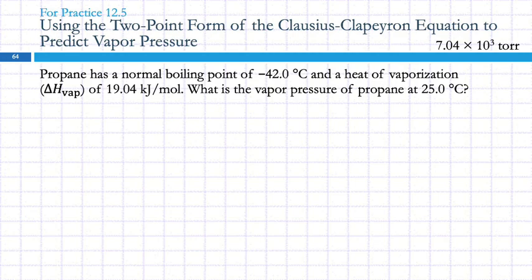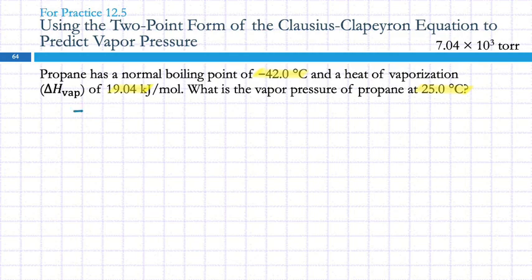So this says propane has a normal boiling point of negative 42 Celsius and heat of vaporization of 19.04 kilojoules per mole. What's the vapor pressure at 25 degrees Celsius? So we got a bunch of numbers in here. This is not a dimensional analysis problem. This is one where we have to use the equation. And that equation would be given on an exam. I don't expect you to memorize that.